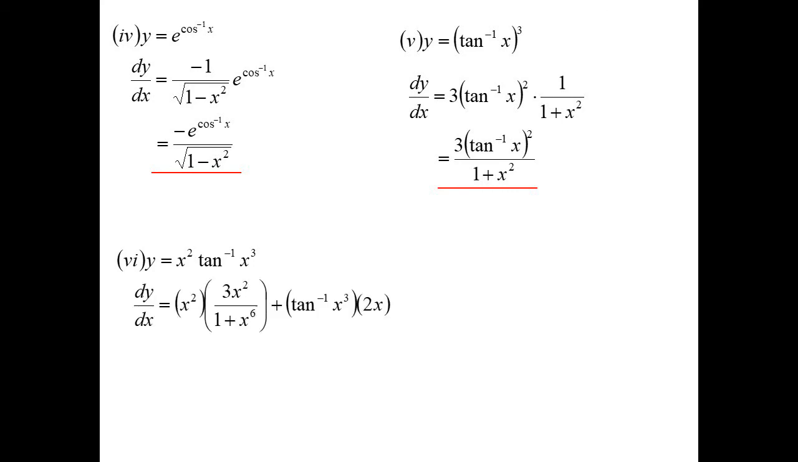Product rule. Write down the first, x squared. Diff the second. Well, the second is inverse tan. So differentiate inverse tan, the derivative, 3x squared, over 1 plus the function squared, well, x cubed squared is x to the 6, plus, write down the second, inverse tan of x cubed. Diff the first, we get 2x. I'll tidy it up. I'm not going to bother factorising that. I don't think it makes it much neater. So 3x to the 4 on 1 plus x to the 6 plus 2x inverse tan x cubed.